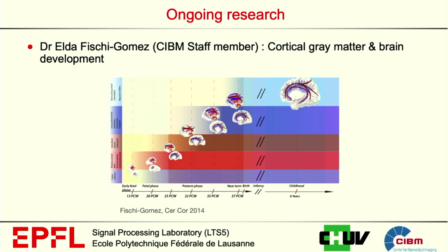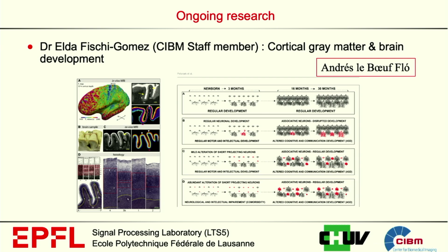But now she just got a new project funded by the National Science Foundation, and the PhD student working on that is Andres, to study now, with the microstructure imaging that we have developed, the development of the cortical gray matter. So the cortical columns and the development through time, through gestation and childhood, to identify normal and abnormal development paths at the level of the cortical columns. I will not go into more details. If you want to know more, Elda is over there.